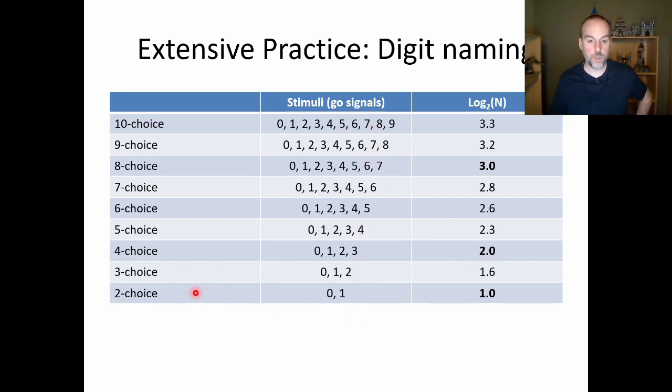So for example, in 2 choice, the participant knew that it would either be 0 or 1. Those are the only 2 digits they would see. If it was 0, they would say 0. If it was 1, they would say 1.